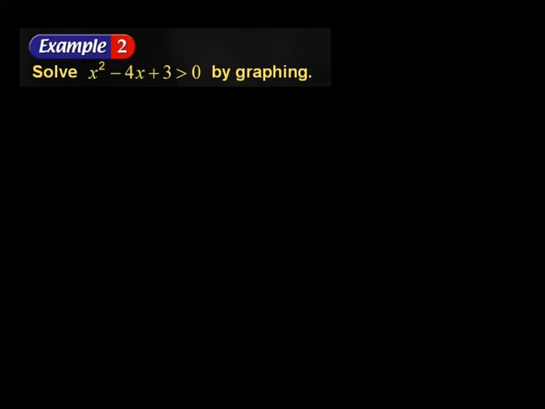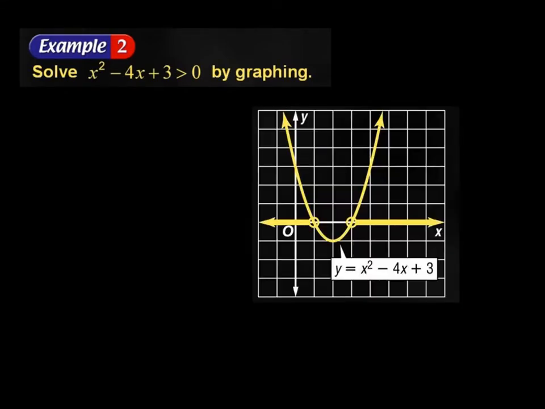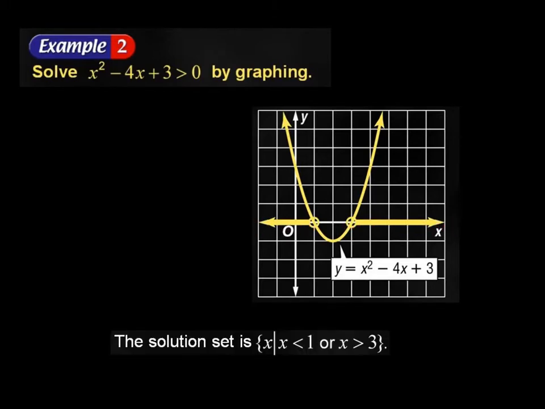Next, we get to solve by graphing. Again, we could use the table feature to plot points for our parabola, and this time the inequality is greater than. So it's not greater than or equal to, so I just want open circles on the x-axis, and greater than, we're going to go out. So using set builder notation, the set of points that makes this inequality true is x is less than 1, or x is greater than 3.